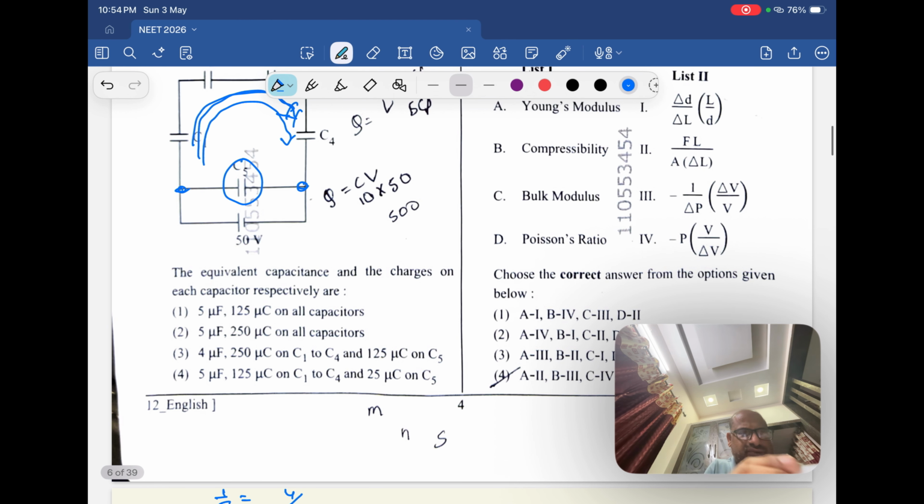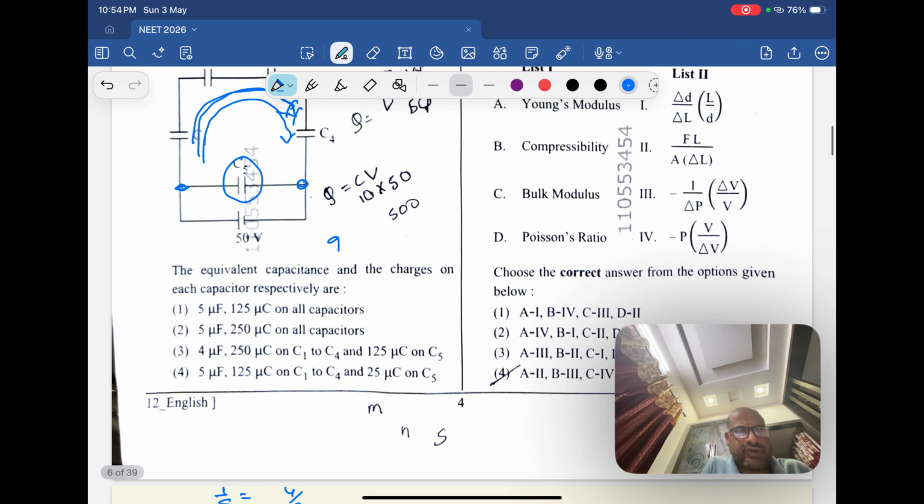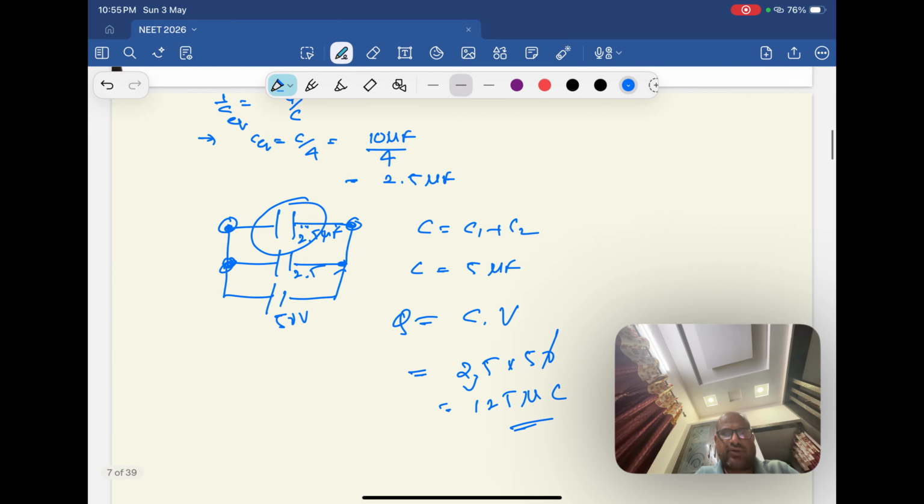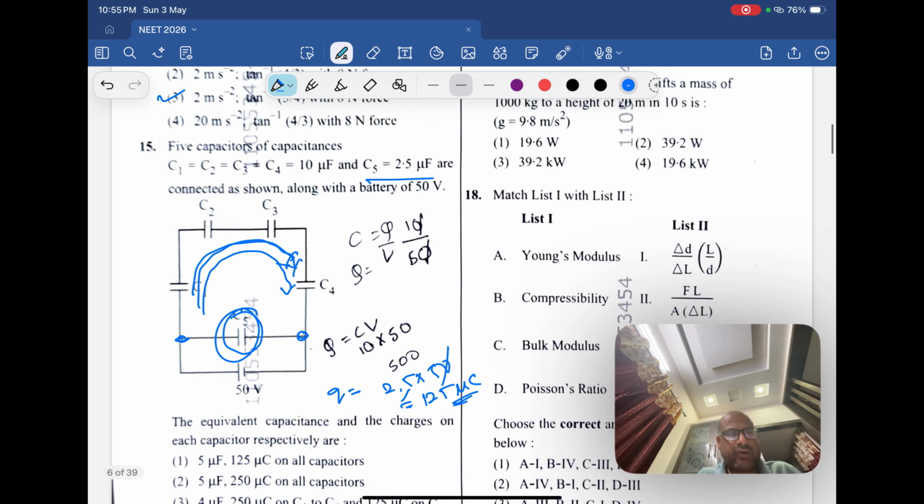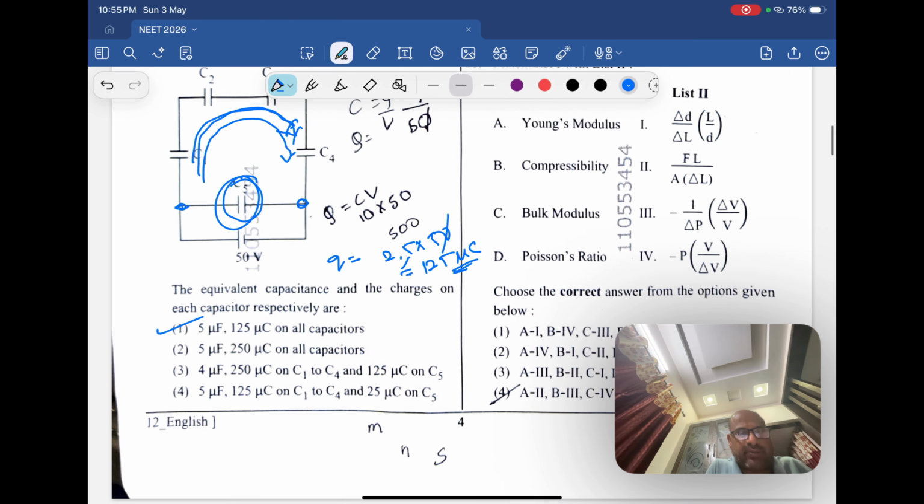So let's see, Q is equal to C into V. So on this one also same, no? As they are in parallel, 2.5 microfarad into 50. So 125 microcoulomb, and same also we got, no? So all of them will have 125 microcoulomb. Okay, so you can mark 5 microfarad as the net equivalent capacitance. And charge on each one will be equal to 125 microcoulomb.